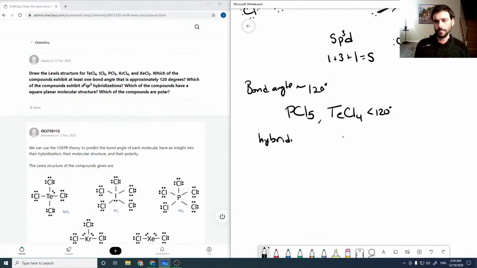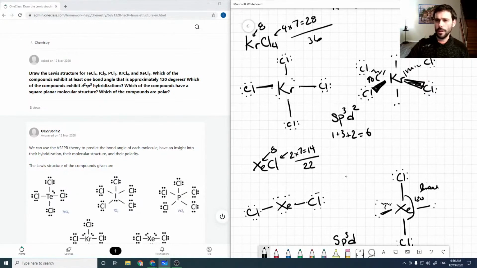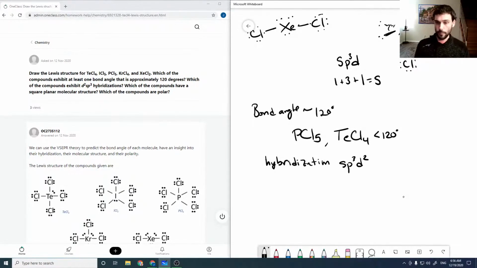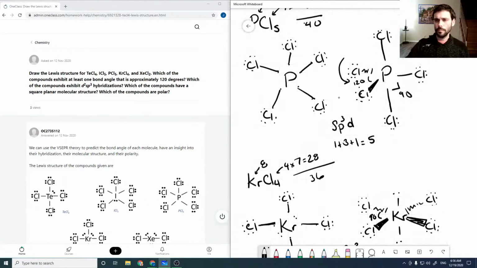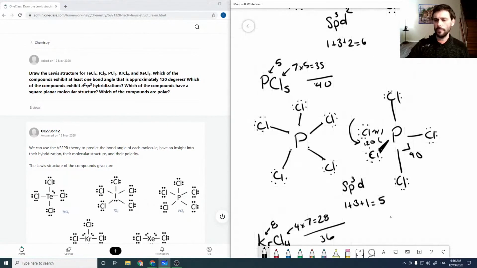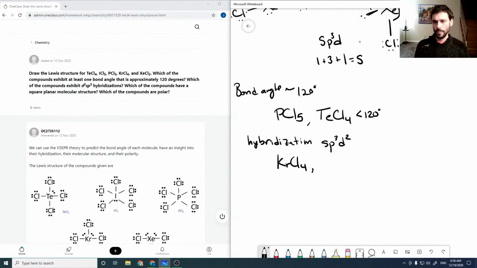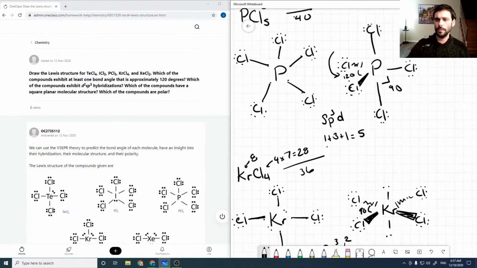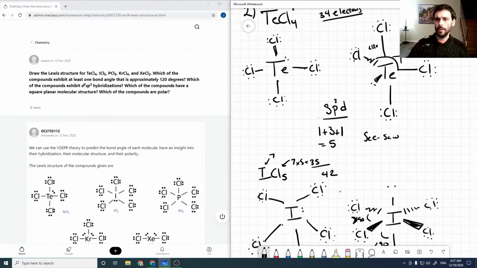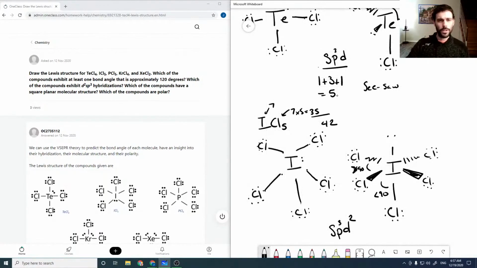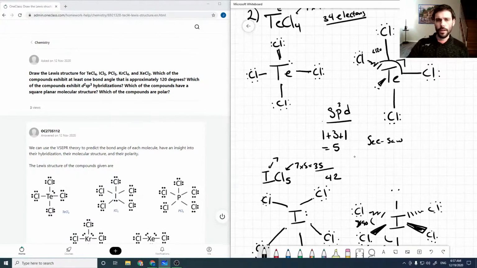So which hybridization? sp3d2. So we went through and did that. So the krypton, the KrCl4 species had that hybridization, and I believe there was another one, the ICl5. And I don't think there was another sp3d, sp3d, and sp3d. Okay. And then which of the compounds have a square planar structure, and which of the compounds are polar?